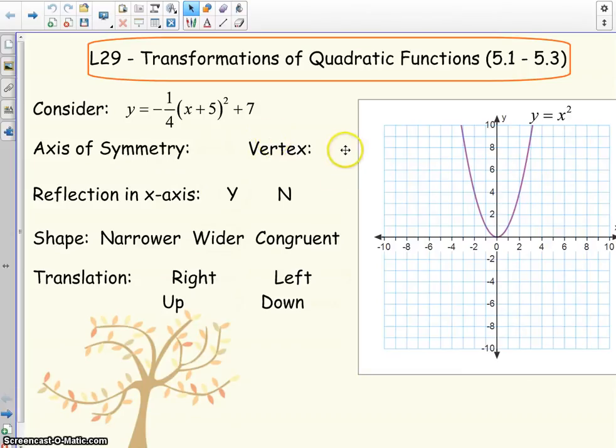So eventually, hopefully, you could look at the equation and be able to tell what the axis of symmetry and the vertex were, and when you compare your new graph to y equals x squared, whether it was reflected across the x-axis, whether your new graph was narrower, wider, or congruent (the same shape), and whether it was shifted left, right, up, or down.